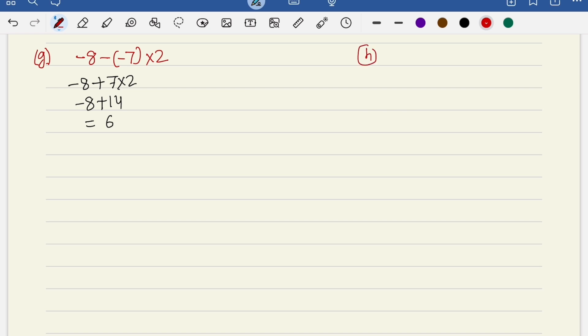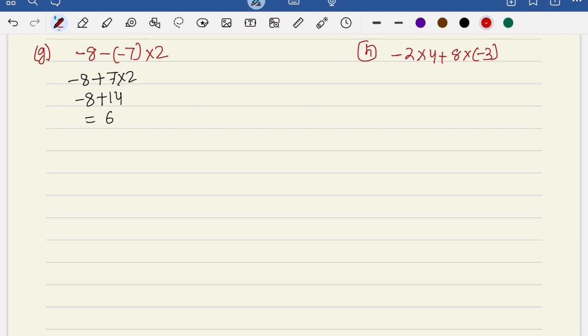H part, minus 2 times 4 plus 8 times minus 3. It would be minus 2 times 4 is minus 8. 8 times minus 3 is minus 24, and minus 2 times 4 is minus 8. So it would be minus 32.